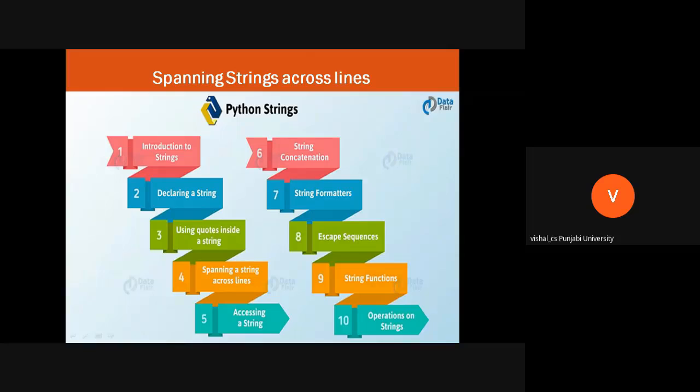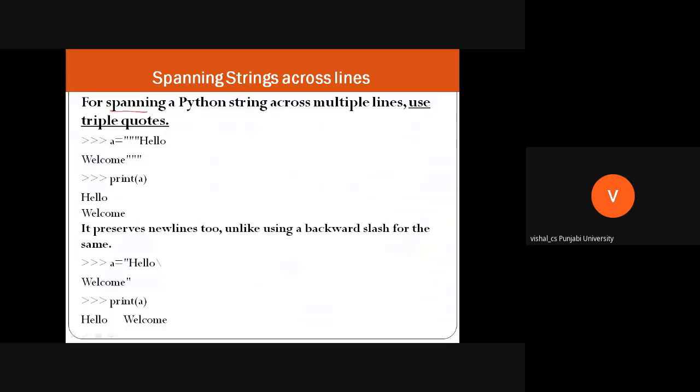Then we will move towards spanning a string across lines. For spanning a Python string across multiple lines, you use triple quotes, right? You use triple quotes over here, and triple quotes over here, and then you can continue writing in the next line. It will also store that there is a next line marker here, so it will take care of that and display it like that only.